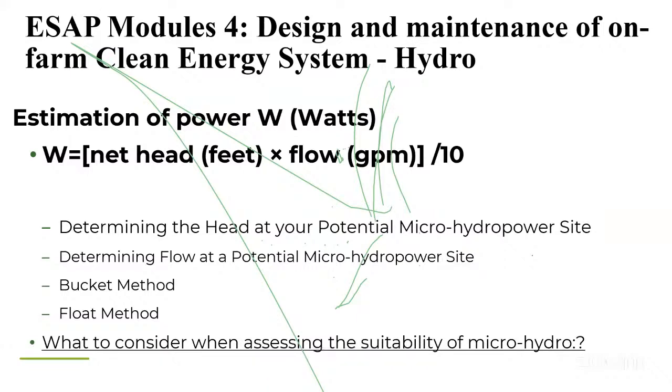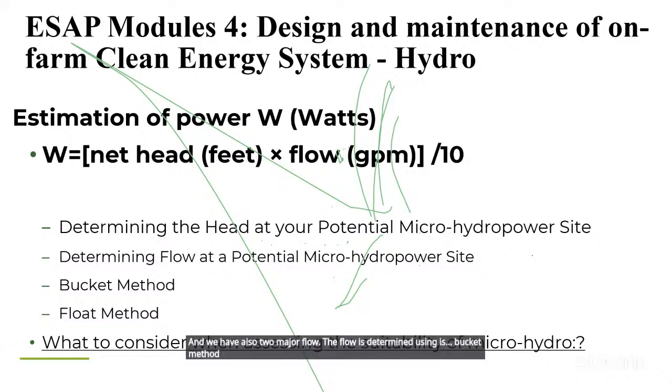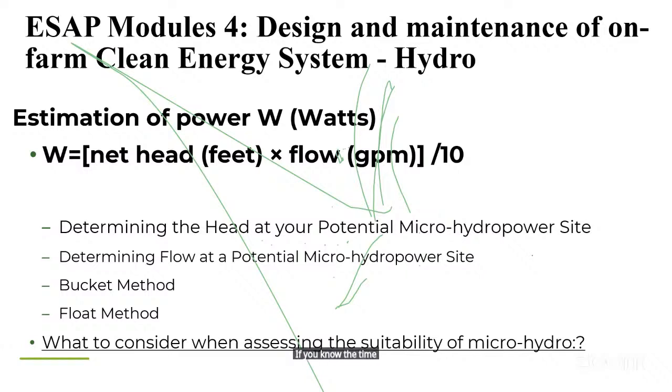And we have also to measure the flow. The flow is determined using either a bucket method or a floating method. The bucket method is the time we are taking to fill a bucket of a given volume. If you know the time it takes to fill the bucket, you have directly the flow. Or you can use a floating method.